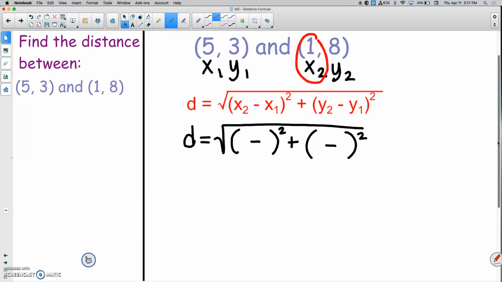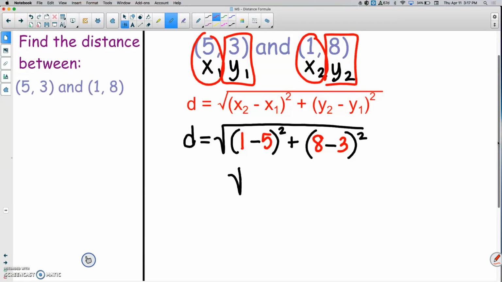Now I'm going to substitute. x2 is 1, and then x1 is 5. Then y2 is 8, and y1 is 3. So I just changed colors to show you where I replaced those numbers. Now it's just a matter of using the order of operations. Underneath the square root, we have parentheses, 1 minus 5, and 8 minus 3. 1 minus 5 is negative 4, 8 minus 3 is 5.